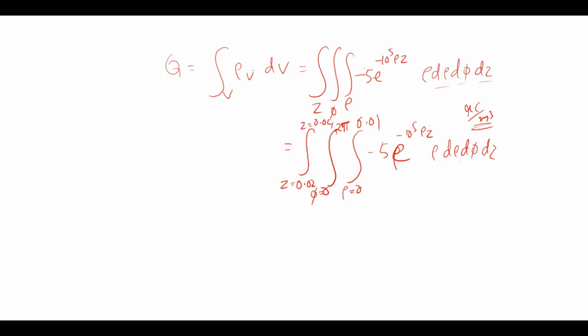So you can integrate with any parameter. Here, what doesn't depend on any function is phi, so we can integrate with respect to phi first. The remaining things are z from 0.02 to 0.04, and rho from 0 to 0.01, and the integral of the remaining functions, that is a function of z and rho.